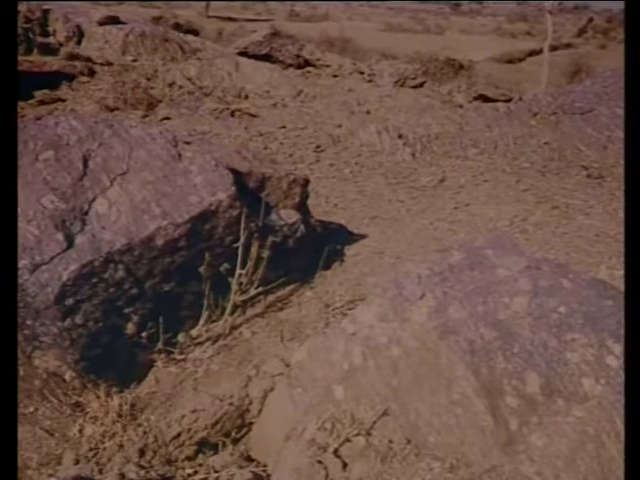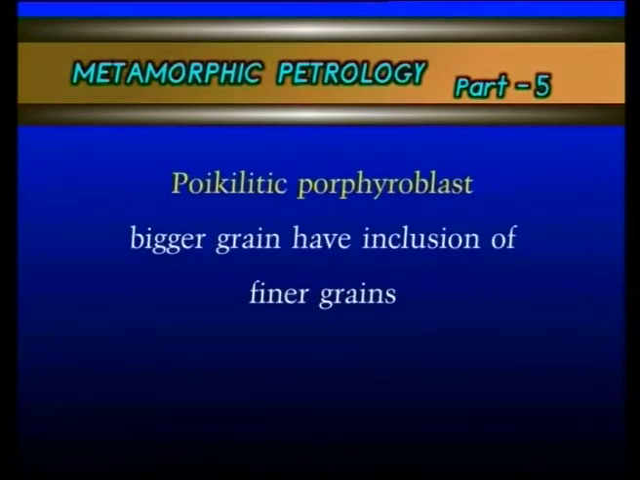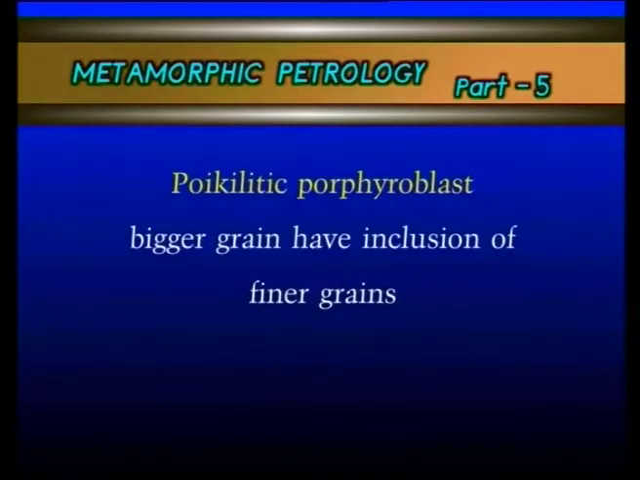So this type of structure is known as organ structures. Suppose you see the case of inclusions in porphyroblast. In that case, the porphyroblast has inclusions of other minerals, and that texture is known as poikiloblastic porphyroblast. Particularly in that case, the bigger grains have inclusions of finer grains.